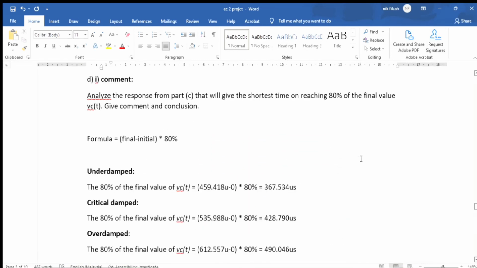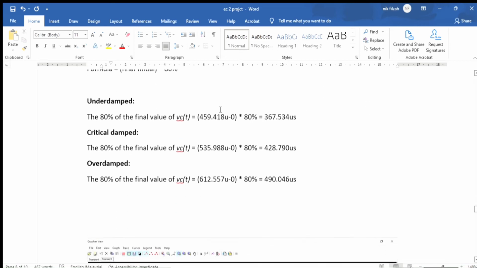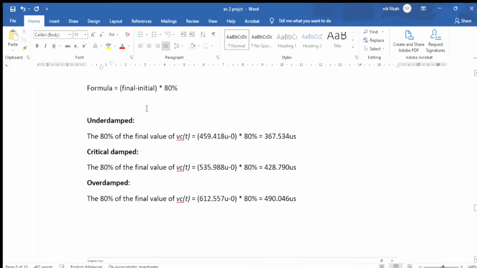So for the last question, which is D, analyze the response from part C that will give the shortest time on reaching 80% of the final value of VCT, and give comment and conclusion. Okay, so for the formula, we use final minus initial, multiplied by 80%.